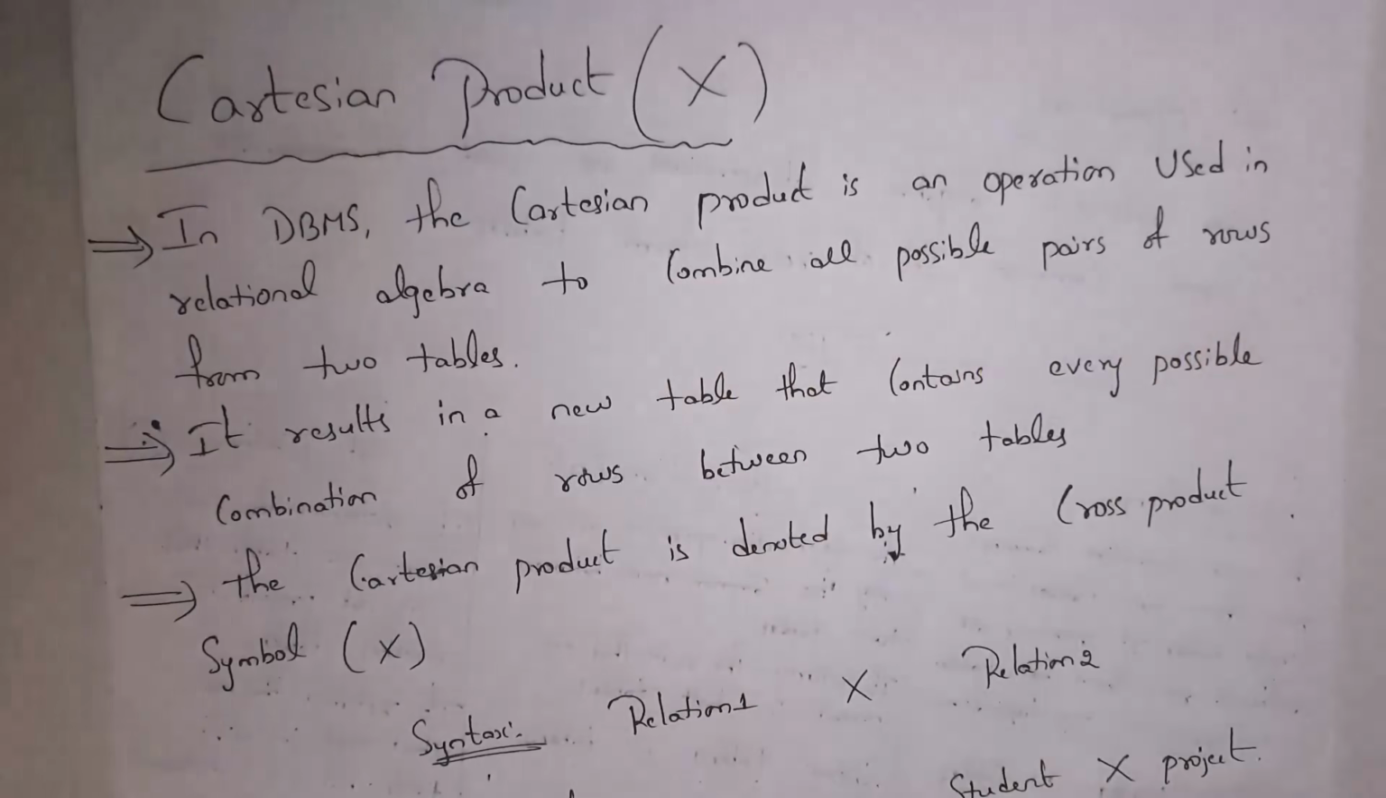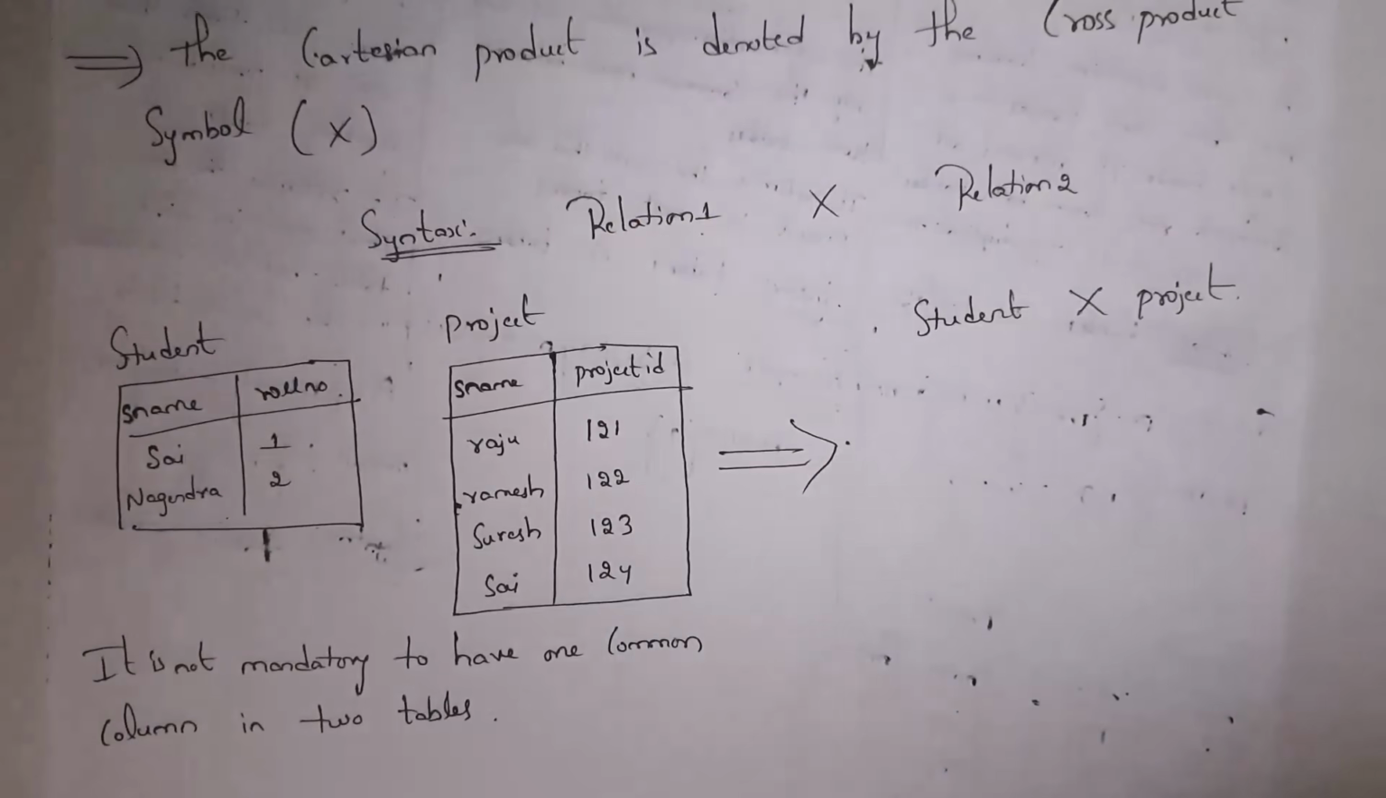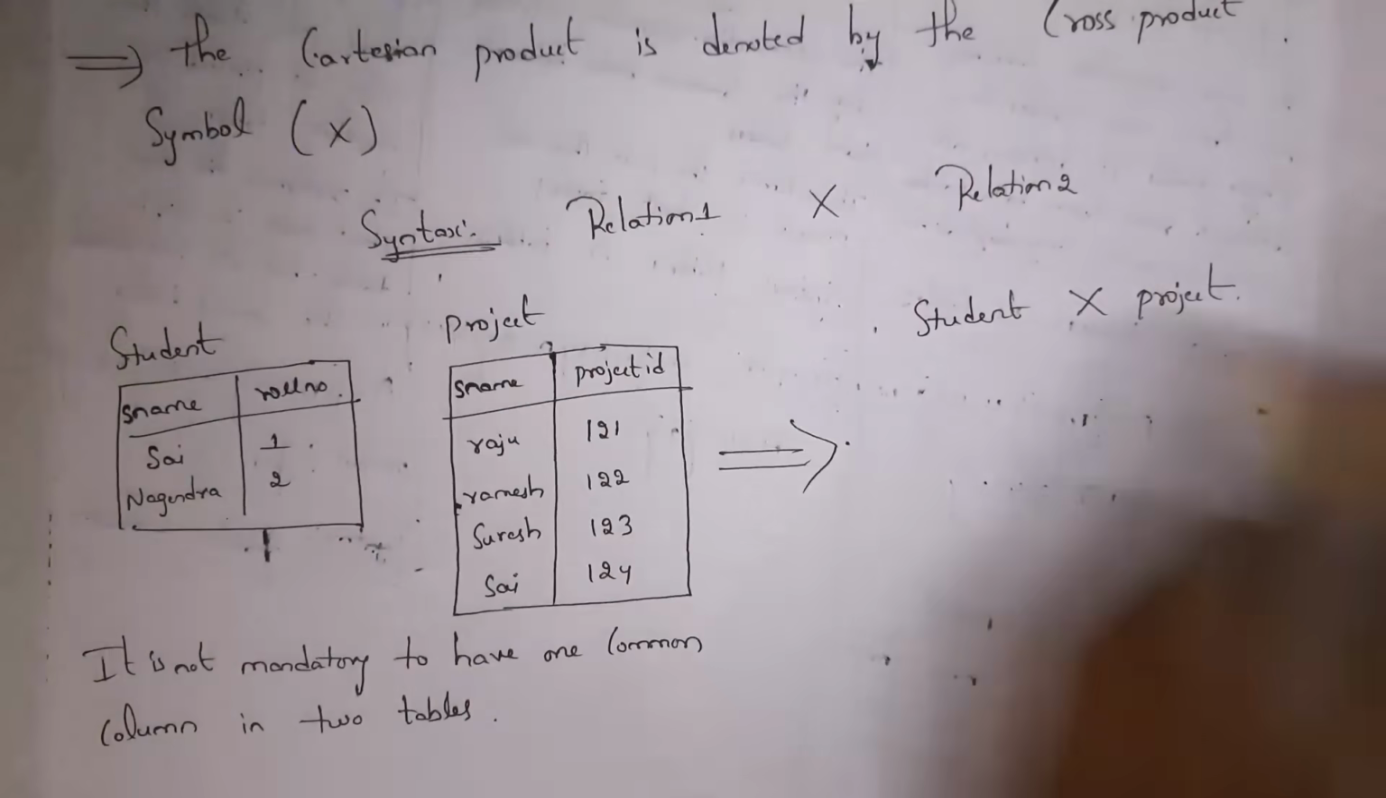rows from 2 tables. We also call Cartesian product as cross product and we need to denote this Cartesian product with X symbol. This is syntax: relation 1 into relation 2. Guys, relation is nothing but table. Table and relation both are same. So table 1 into table 2.